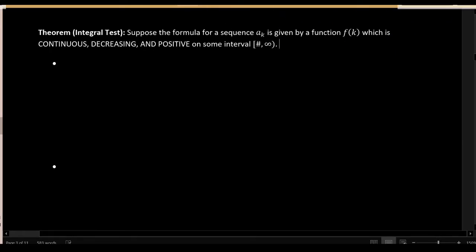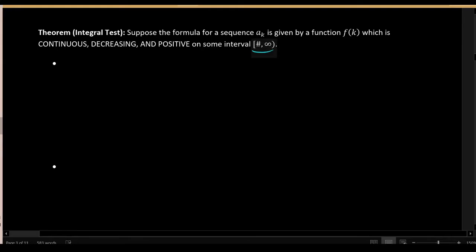So that brings us to the statement of today's integral test. The setting is just what we saw on the previous page. We have some sequence, a sub k, and the formula for the terms in the sequence is given by a function which is first of all integrable. It's something that we are capable of integrating. But there are a few additional conditions that need to be satisfied.